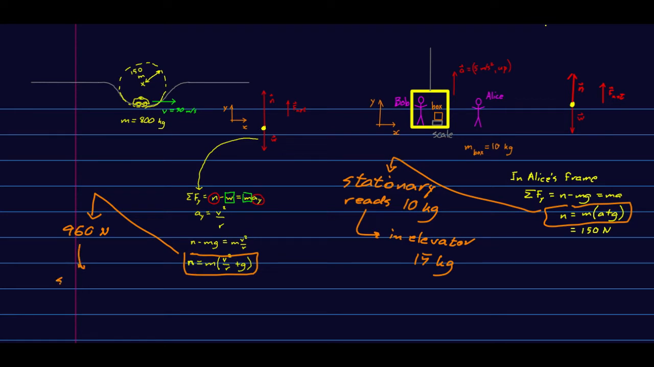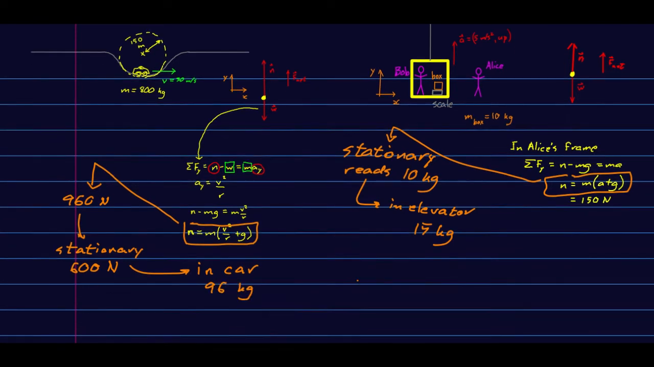Now, again, normally in the stationary situation, standing on that scale in your bathroom, it reads 60 kilograms when it measures a normal force on it of 600 newtons. And so that means in the car, it is reading 96 kilograms, and so it reads heavy.